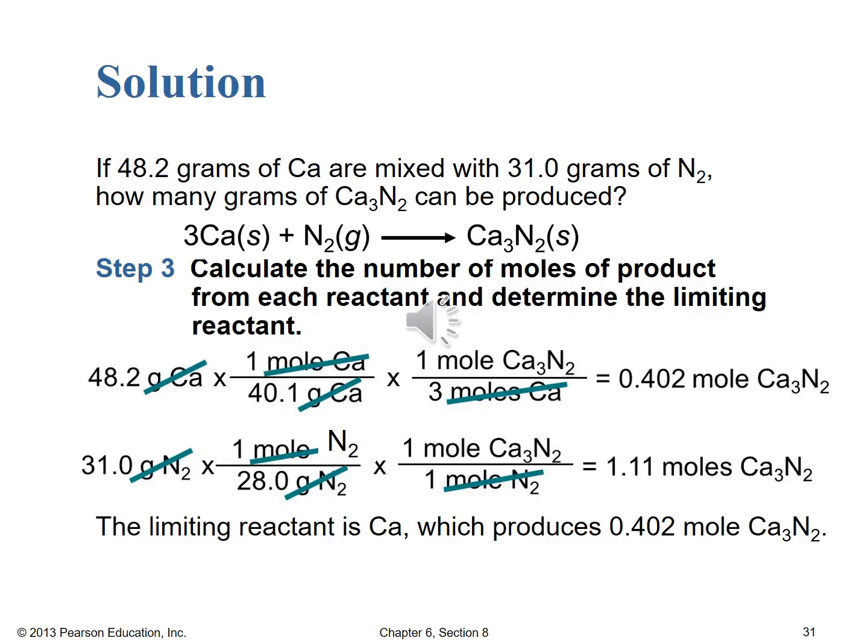So even though nitrogen's in the smaller amount, and it has a smaller mass and is in a 1-to-1 ratio, it ends up giving us actually almost 3 times as much calcium nitride product as the larger mass of the calcium, which required 3 moles and therefore gave us far less. So the limiting reagent in this example, limiting reactant as our book says, is calcium, which produces 0.402 moles of calcium nitride.